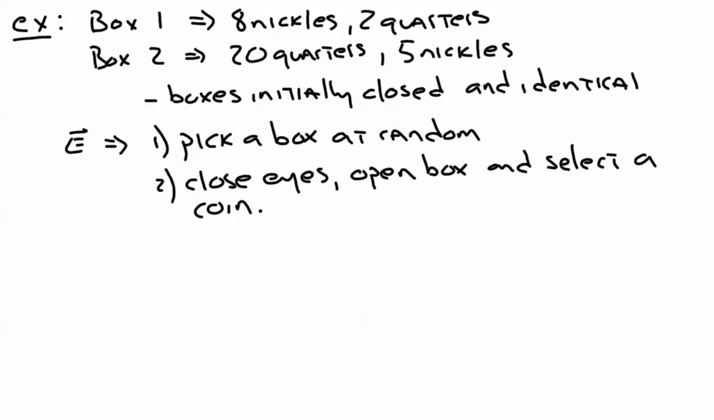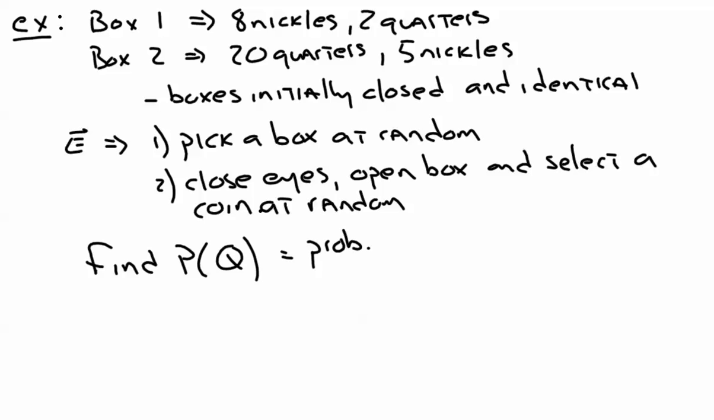I guess we might have to assume that you've got gloves on so you can't tell the difference between a nickel and a quarter. We want you to randomly select a coin. So close your eyes, open the box, and select a coin at random. And the question is, what is the probability that I select a quarter after this 2-stage experiment?